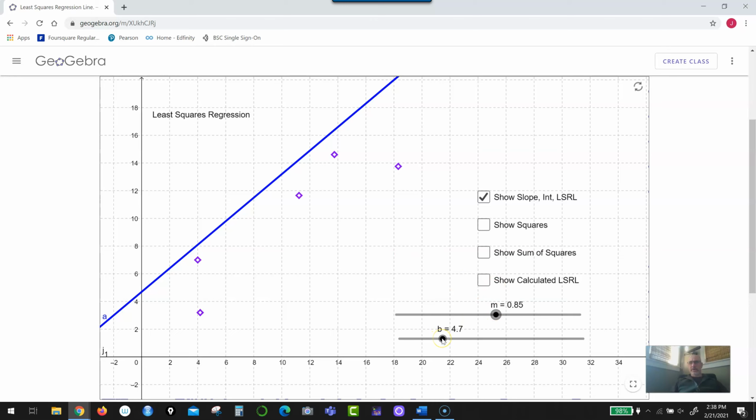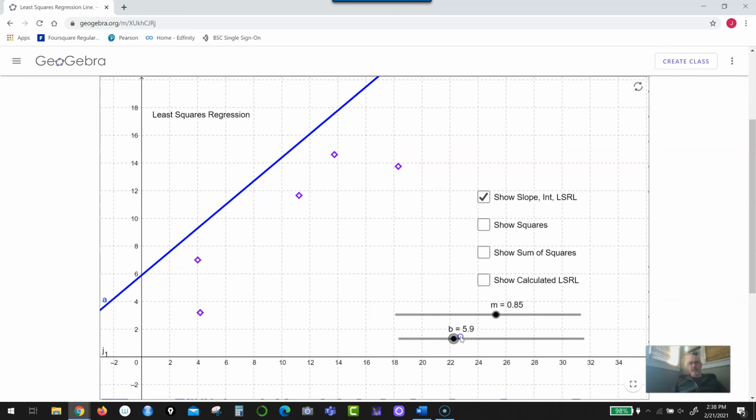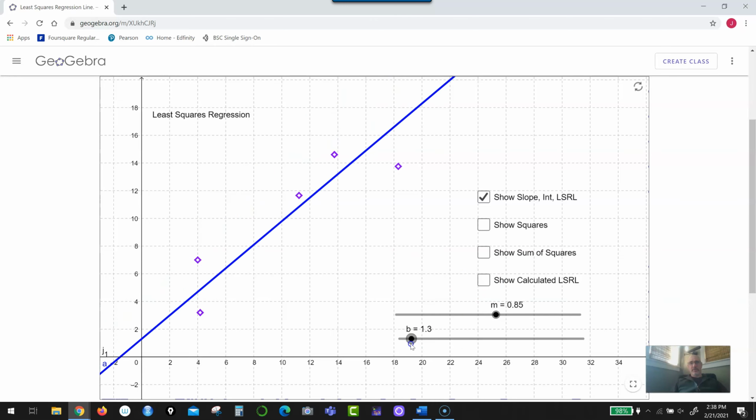Now, the applet is designed for you to experiment to see if you can get the regression line correct. The idea is to make the line that fits the data points the best. For the least squares line, what we mean by fits the best actually has a technical meaning. So I'm going to click on Show the Squares.